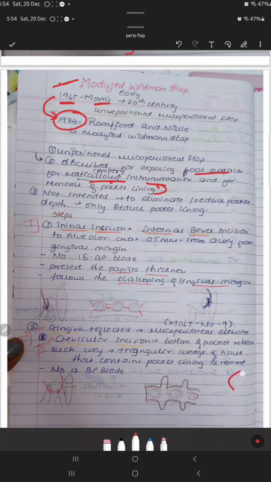So it is not intended to reduce the pocket depth, it only removes the pocket lining. For example, this is the tooth and it has a deep 7 mm pocket. This inflamed pocket lining is cut out and removed, and this tissue, after cleaning, heals and attaches back to the tooth. So the modified Widman flap is only used for eliminating the pocket lining and not for reducing the pocket depth. So let us see the steps.